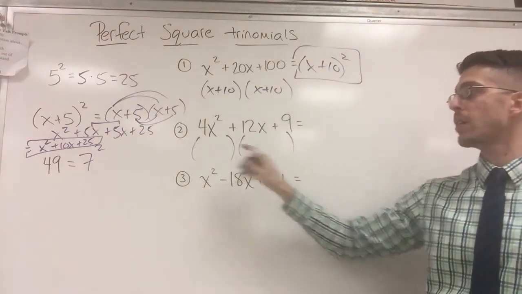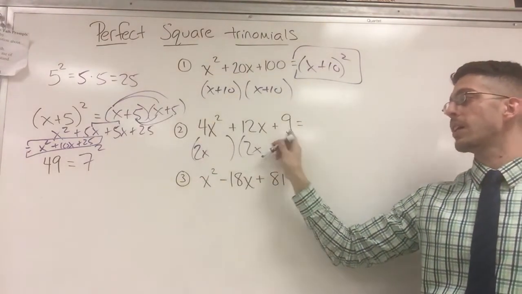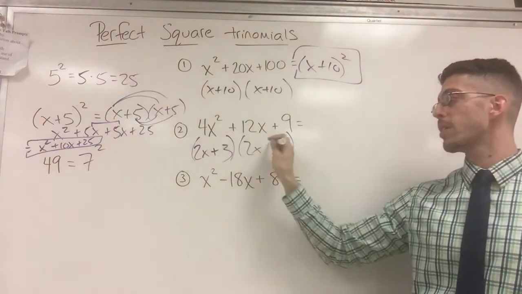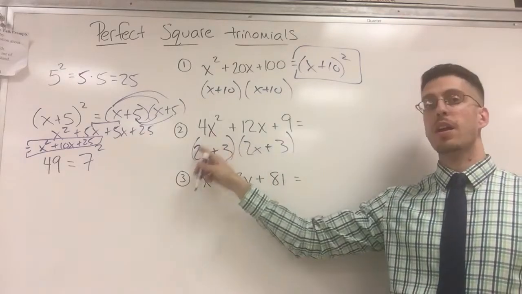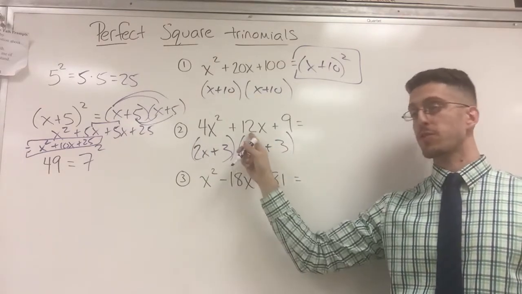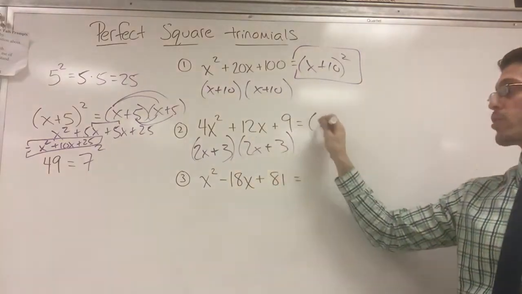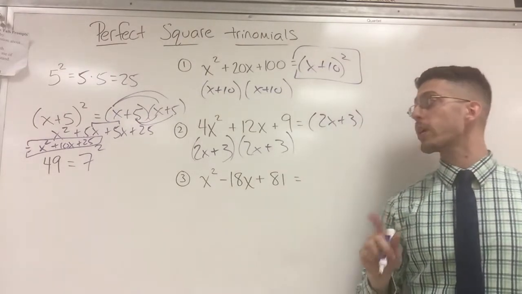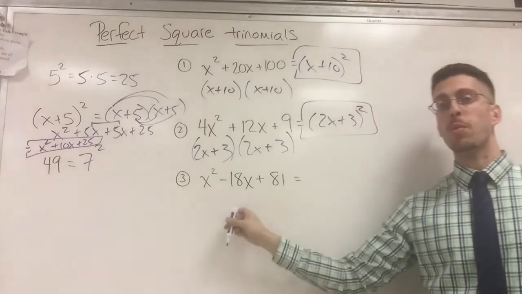I'm going to break it down. 4x squared comes from 2x times 2x. 9 comes from 3 times 3. And they're both positive. So if I do FOIL here, I'll get 4x squared, then a 6x, and another 6x, which gives me the 12x in the middle, and then my 9. So I'm good. This was a perfect square trinomial, which should be rewritten as 2x plus 3 squared. And let's do it one more time.